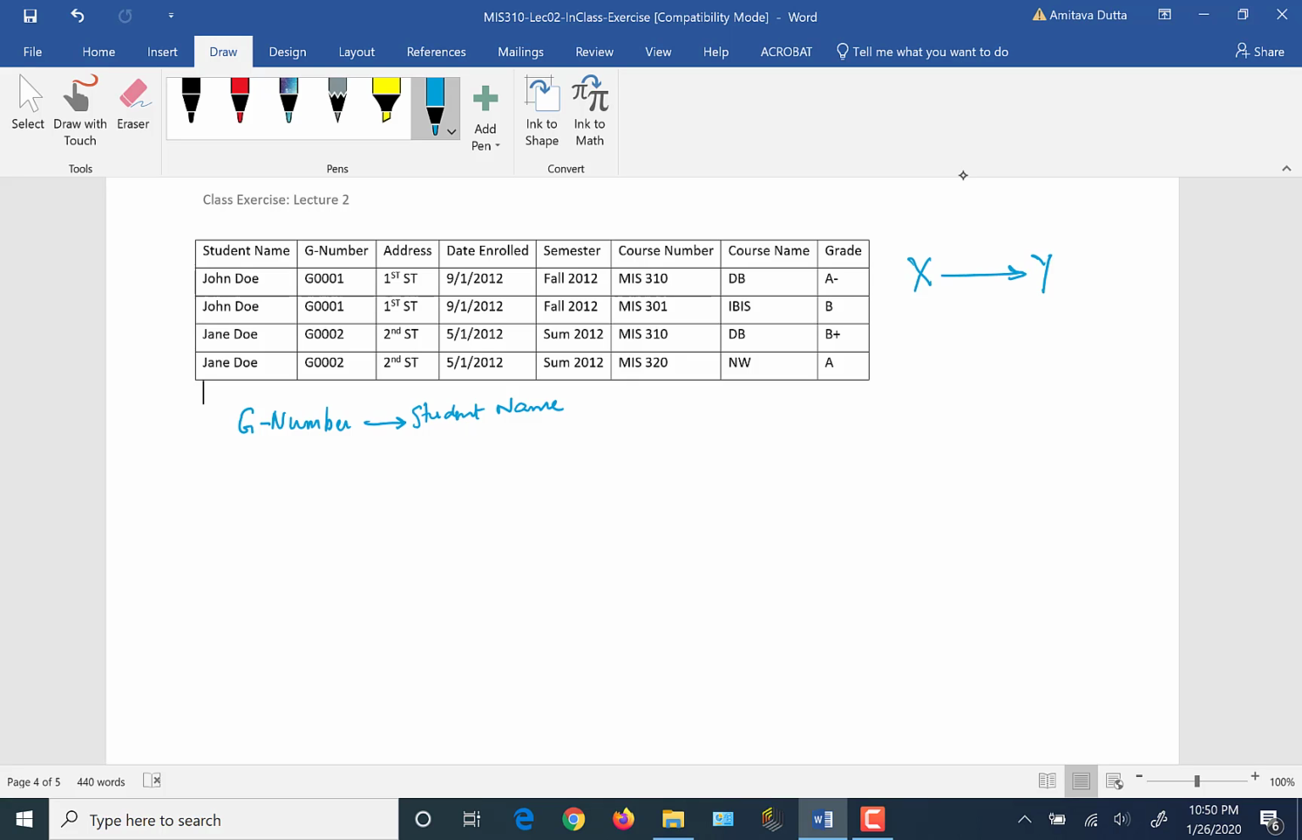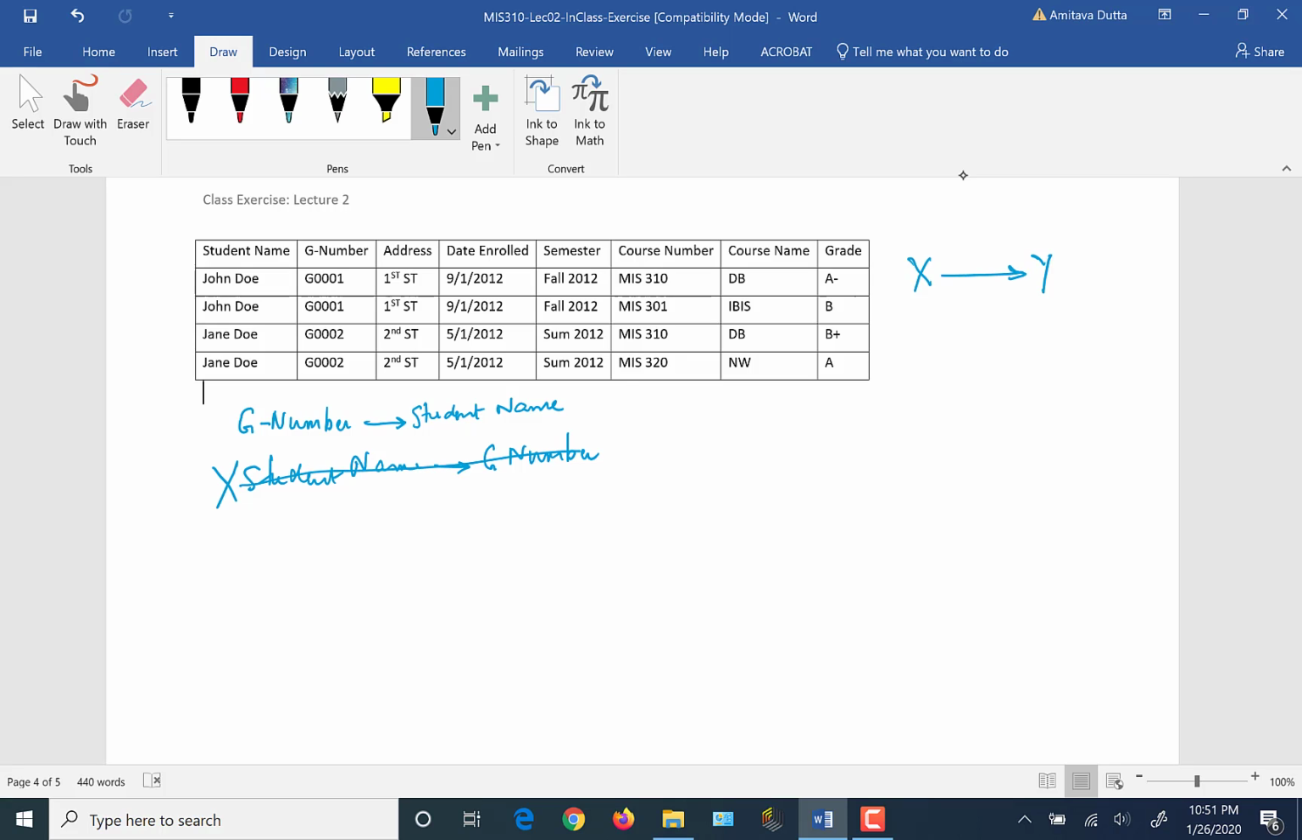Okay. Now, if I just look strictly at this data, it seems that if I give you student name, you could also give me G number. So if I told you John Doe, just by looking at this table, you would say, well, the G number is G0001. Similarly, if I told you Jane Doe, you would give me G0002. However, I am not inclined to write the reverse. So I don't want to write student name determines G number.